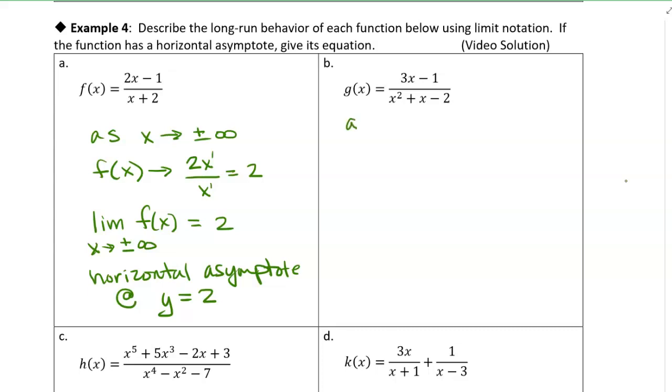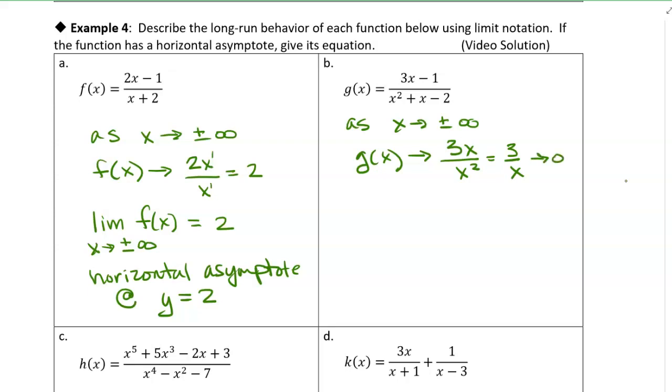All right, so let's look at this one as well. As x goes to either plus or minus infinity, we're going to look at g of x, and we just look at the leading terms. In the numerator the leading term is 3x, and in the denominator the leading term is x squared, the highest power of x. Now, if we cancel an x, this becomes 3 over x. What happens to 3 over x as x gets larger and larger? We're dividing 3 into more and more pieces, essentially, and so it goes to 0.